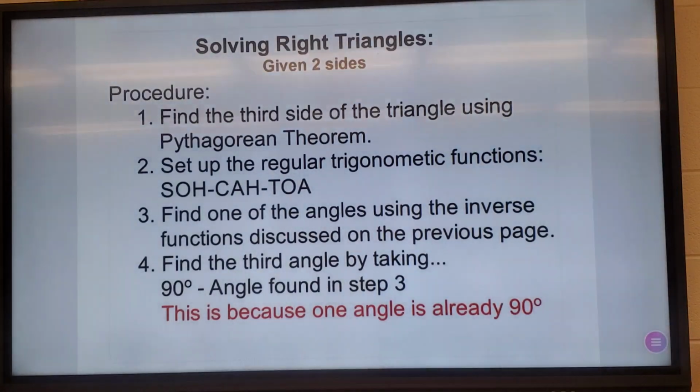Going through the procedures again here. You're going to find the third side, so you're going to set up Pythagorean theorem, a squared plus b squared equals c squared, and find that third missing side. And then you're going to set up SOHCAHTOA. Similar to what we did for the last problem, set up the ratios. And then here you're going to have to use that inverse function.